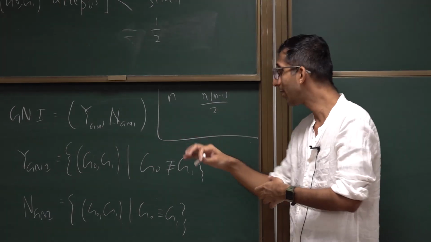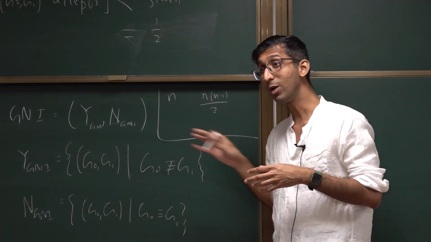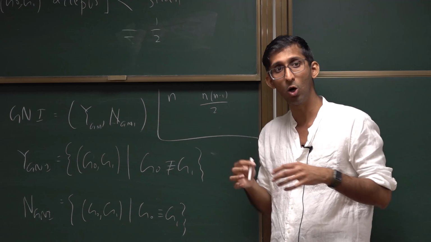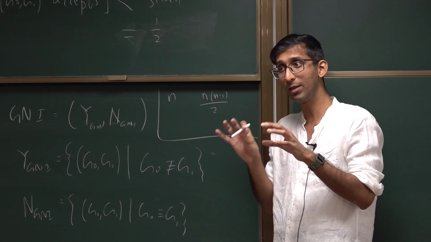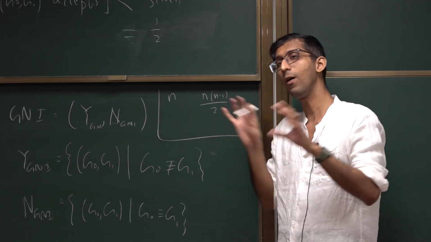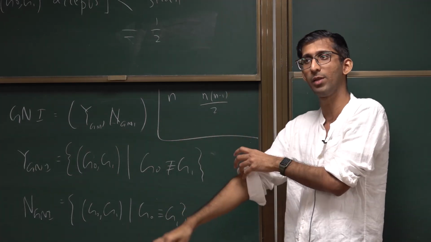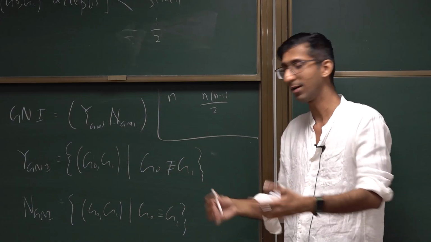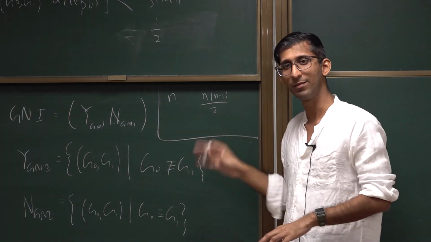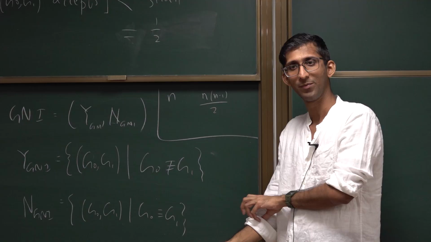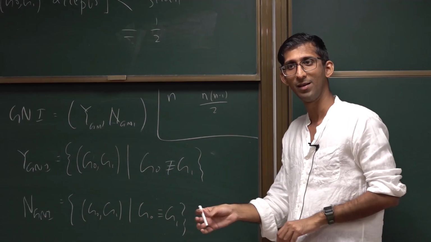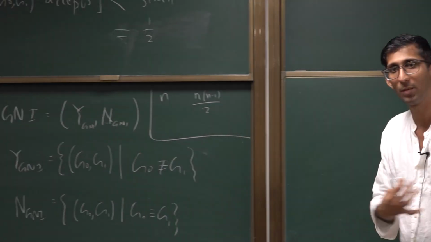So in that case, I will redefine my promise to say I will only give you graphs that are either the same or are actually very different. Not only are they not isomorphic, they are quite far from being isomorphic. So I can think about examples like that, and in some cases it makes sense to think about stronger promises like that. But for today, it's not really going to matter. Okay, so is the formalism okay? This is what I mean by a promise problem.